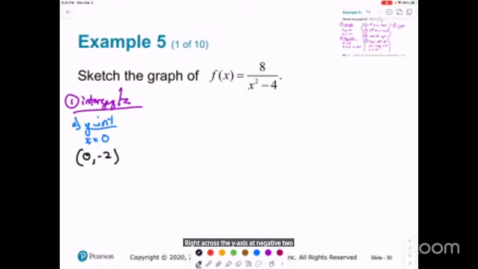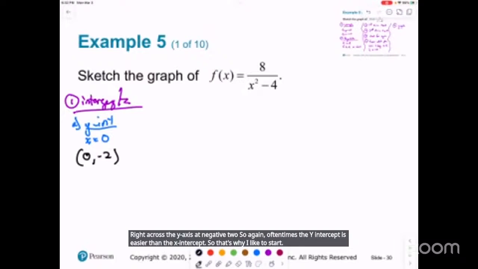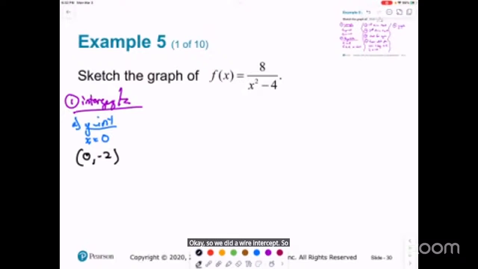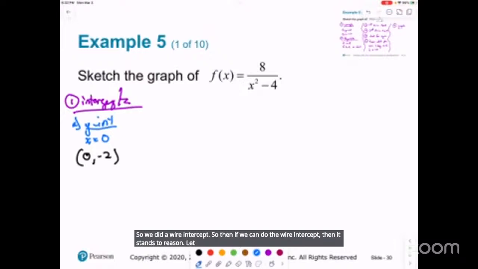So again, oftentimes the y-intercept is easier than the x-intercept, so that's why I like to start with it. Okay, so we did a y-intercept. So then if we can do the y-intercept, then it stands to reason, let's go ahead and explore the x-intercept.